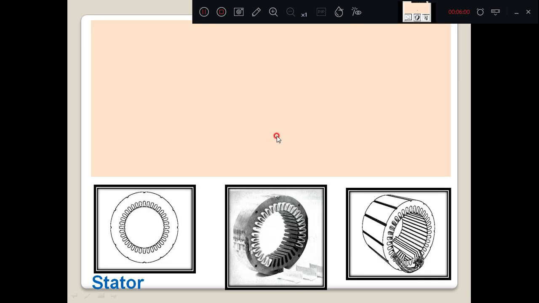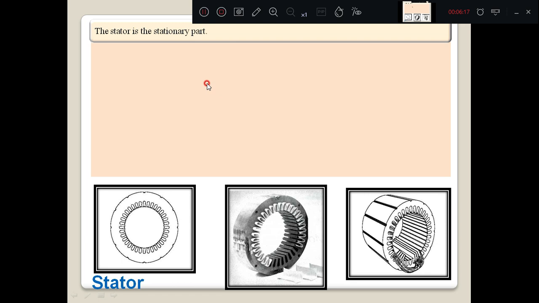Then we will look into the details of the stator. Once again I told you the stator is the stationary part. It is made up of laminations. It is holding the conductors. These conductors are wound for three-phase.